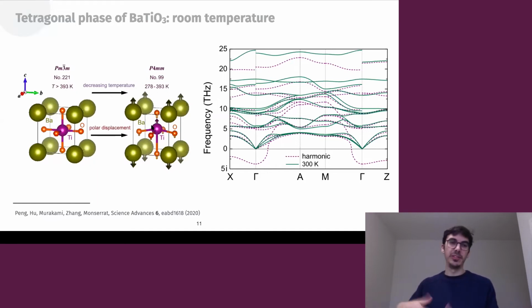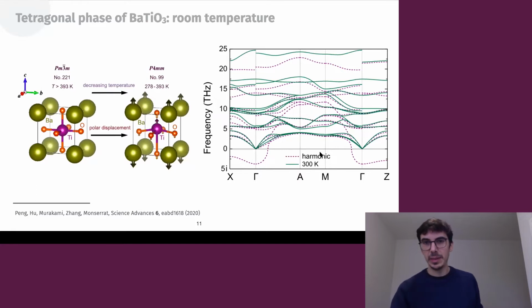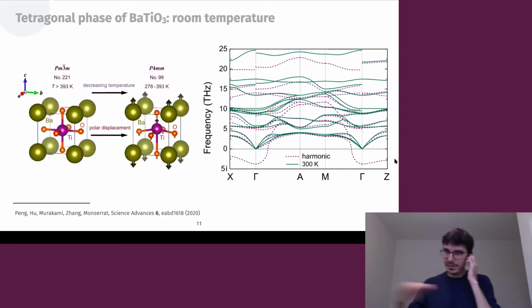You have directions in which the energy becomes lower, and that's what I'm showing on the right diagram. So the dashed line is the harmonic calculation of the tetragonal phase of the system, and you can see that around gamma and X and gamma and Z there is an imaginary branch, and that indicates that if you distort the system along that branch, you'll get to a low energy structure that is actually present at lower temperatures.